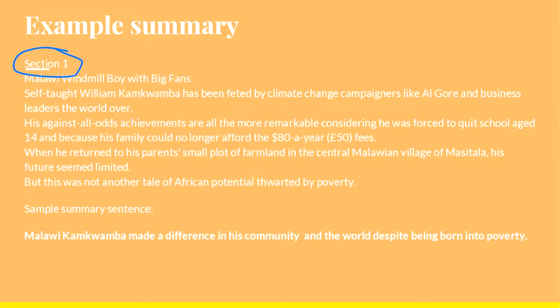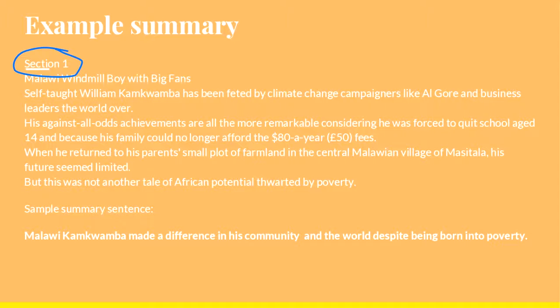Self-taught William Kimbuwamba has been feted by climate change campaigners like Al Gore and business leaders the world over. His against all odds achievements are all the more remarkable considering he was forced to quit school age 14 and because his family could no longer afford the $80 a year fees. When he returned to his parents' small plot of farmland in the central Malawian village of Masila, his future seemed limited. But this was not another tale of African potential thwarted by poverty.